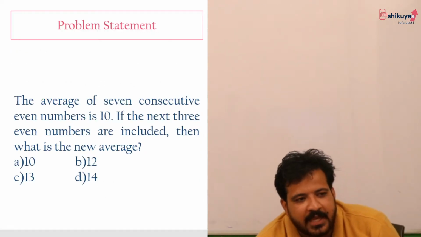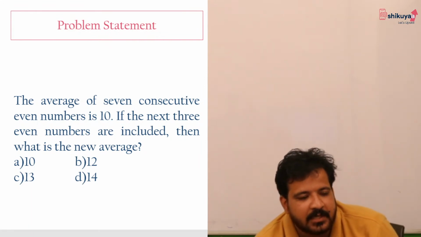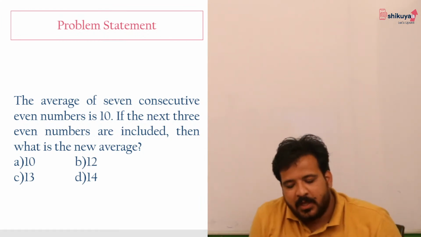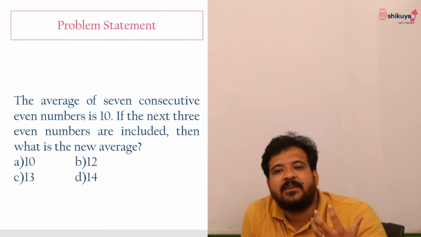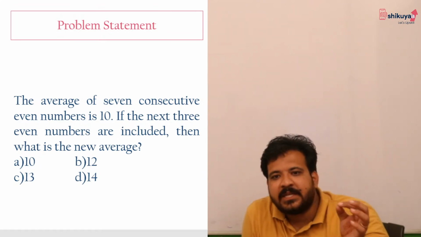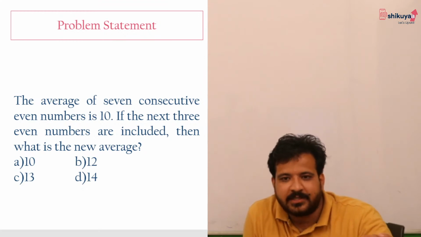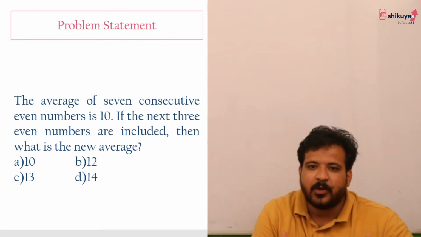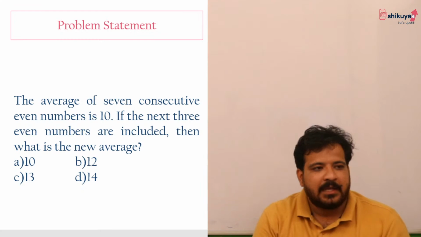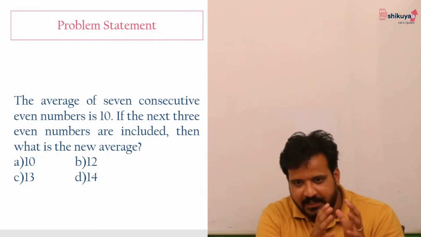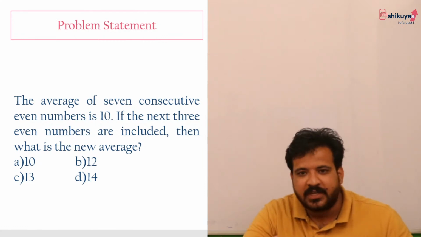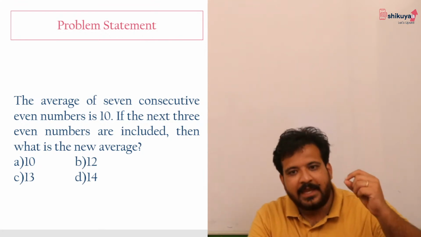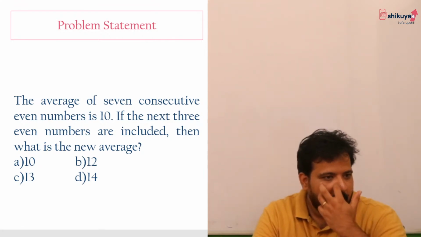If the next three even numbers are added into the series, then what is the new average? Are you getting my problem? Initially there are seven consecutive even numbers and the initial number is not given to us, meaning they haven't said that the initial number will be 4 or 18 or 48. We really don't know what the initial number is, and the average of these seven consecutive even numbers is 10. And if the next three numbers are added to the series, what will be the average?